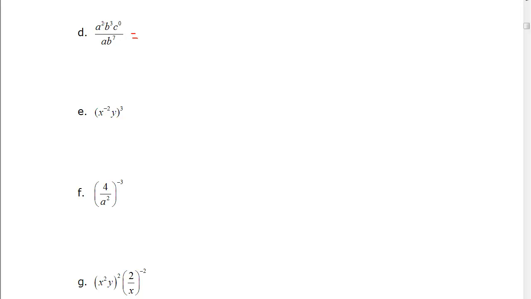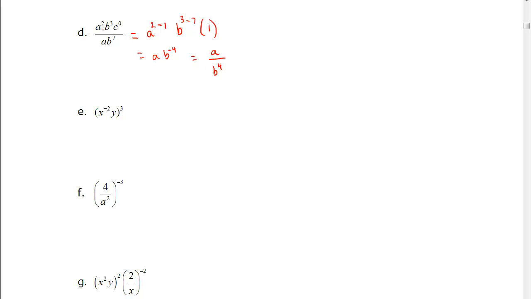So here we have a squared and a, so we're going to end up with a to the 2. If there's no exponent written, that means 1, so that's going to be 2 minus 1 for the exponent. B, we have 3 minus 7. And c to the 0, well, 0 tells us that that's 1, provided c wasn't 0. And now we can simplify that. That's a to the 1, b to the minus 4. But we can't leave minus 4, so we get a over b to the 4.